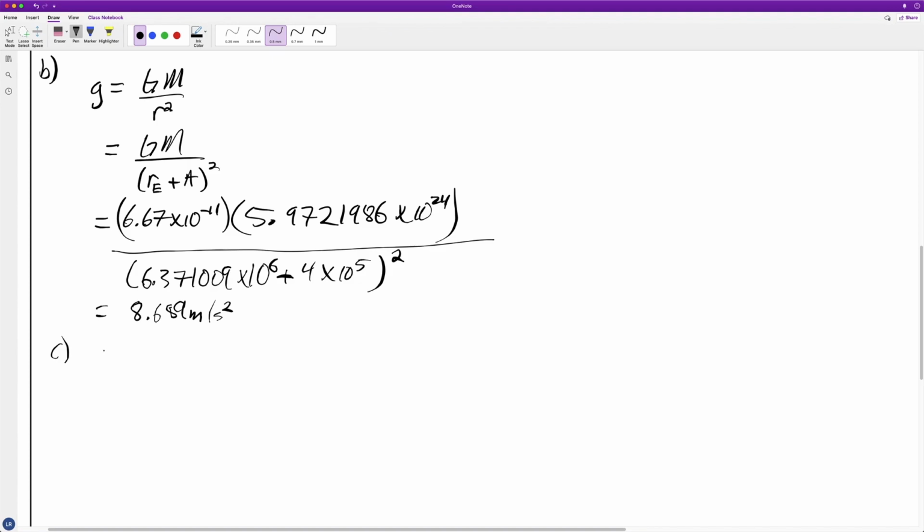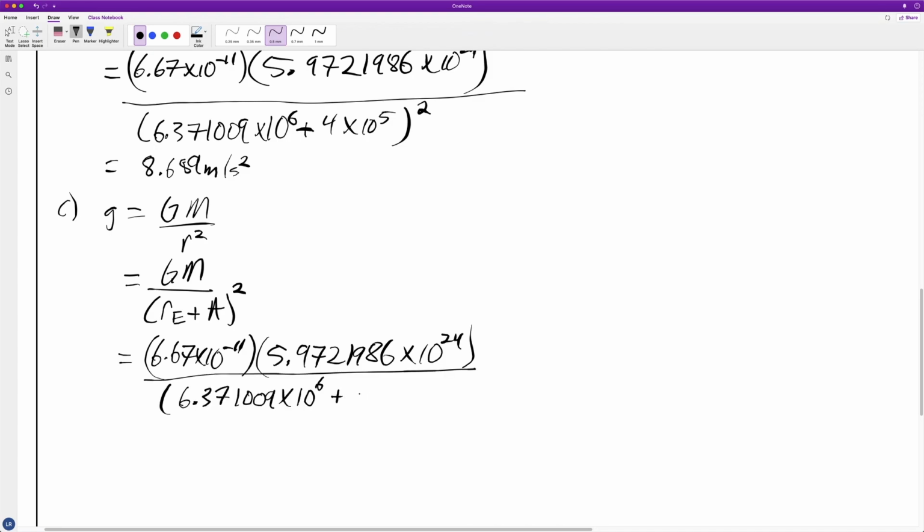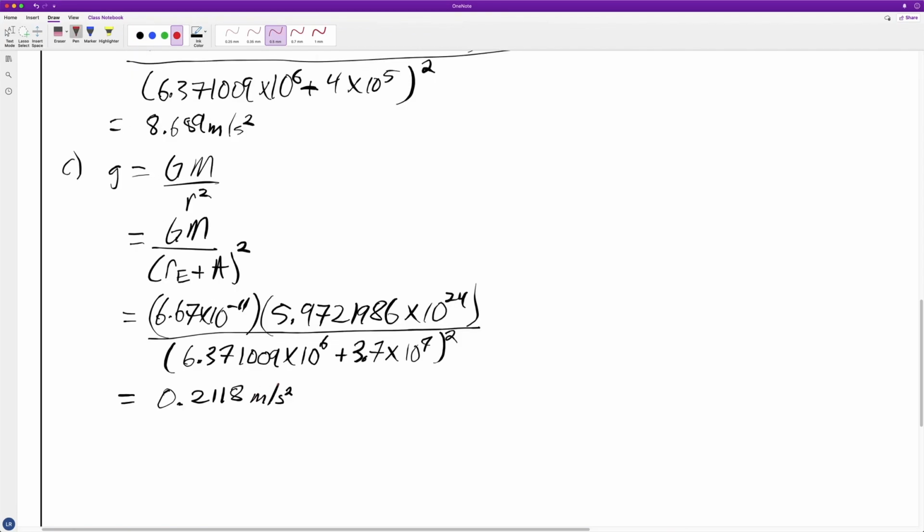Part C, doing the same thing again. g is equal to big G, big M over r squared, which is equal to big G, big M over the radius of the Earth plus the altitude squared. Don't forget your brackets, which is equal to 6.67 times 10 to the negative 11 times 5.9721986 times 10 to the 24 kilograms divided by the radius of the Earth plus this time the altitude of the satellite, which is 3.7 times 10 to the 7 meters, all squared, which gives us a value of 0.2118 meters per second squared, which is a very small value, and there's good reason for that.